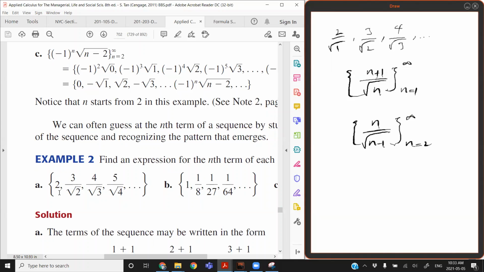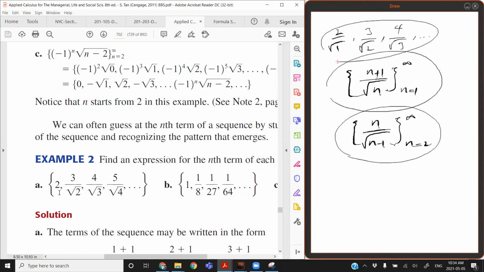But the thing is, if you expand this out, beginning at 1, you get this sequence of numbers. If you do the same thing with this one, as it indicates, plug in 2 first, then 3, then 4, you're going to get the exact same sequence. So this is good. This is also good. Okay, next example.